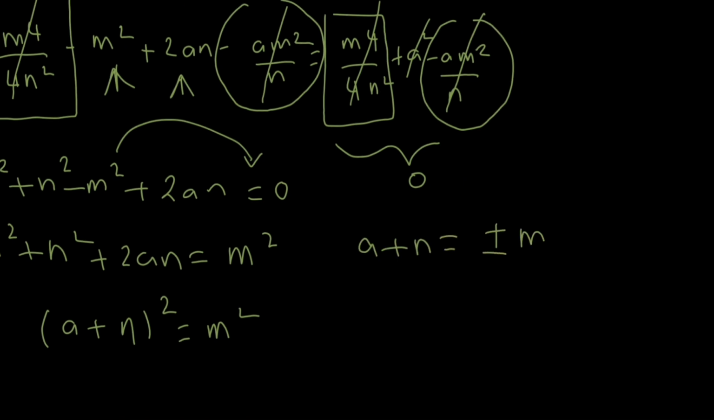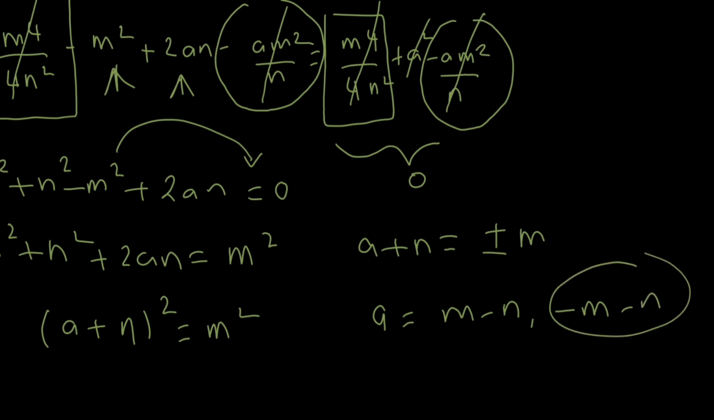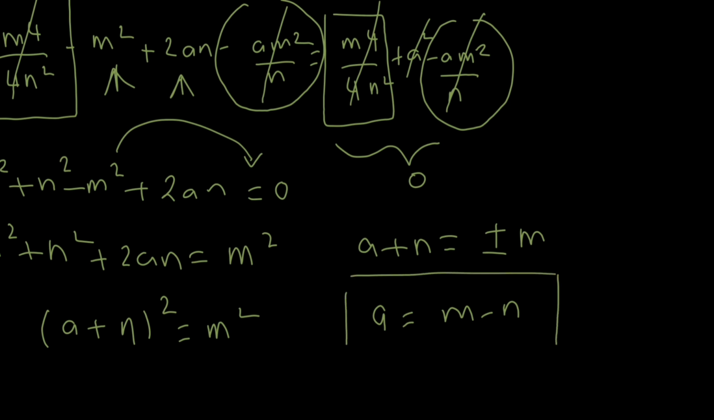Okay, now we will get the value for a as equal to m minus n or else negative m negative n. Now this cannot be taken into consideration because a is the radius of a circle. It should be a positive value. It's a distance, so it cannot be negative. So we have to go with this value only, that a is equal to m minus n.